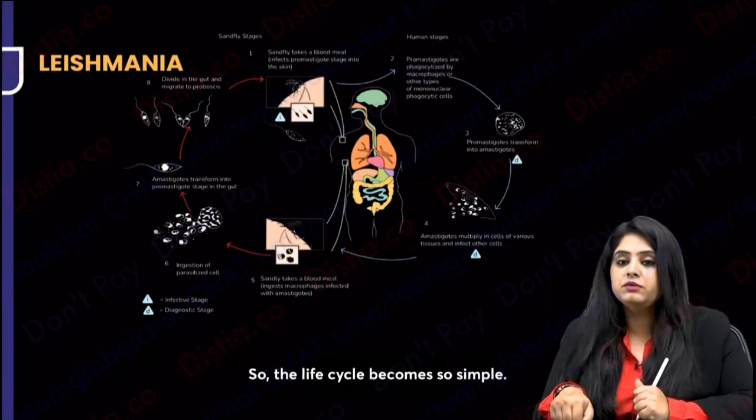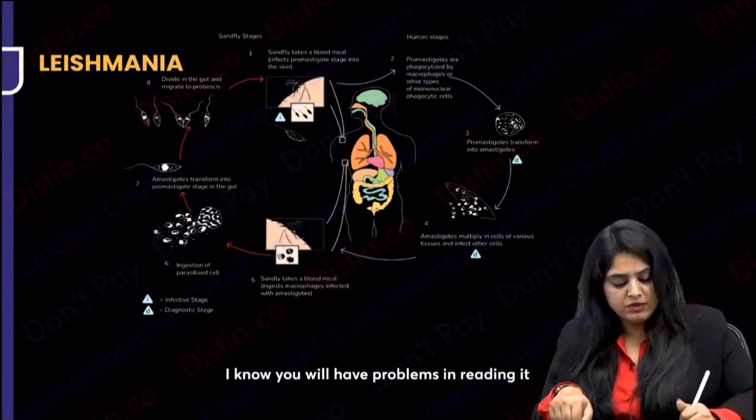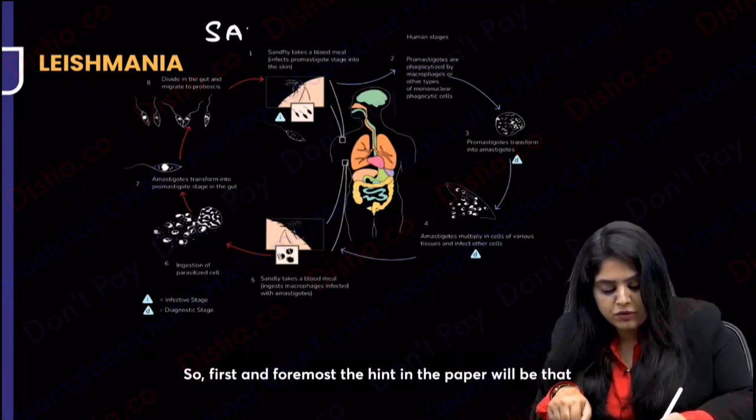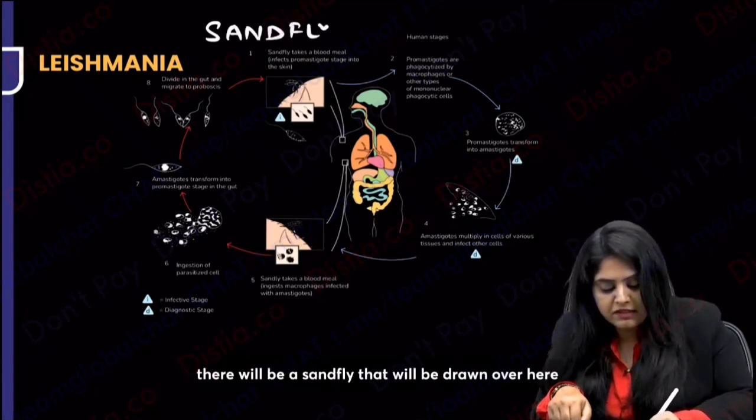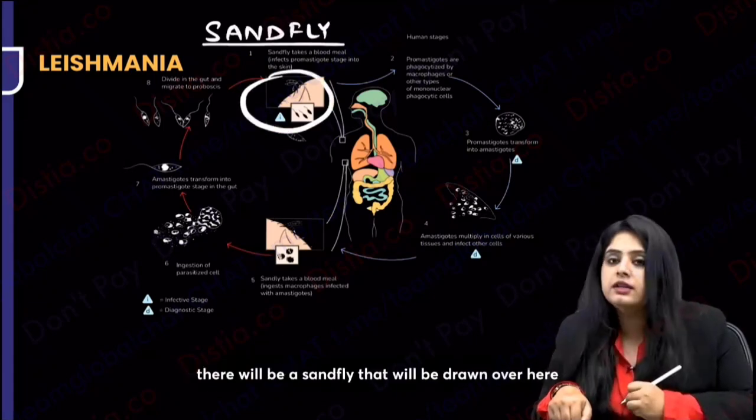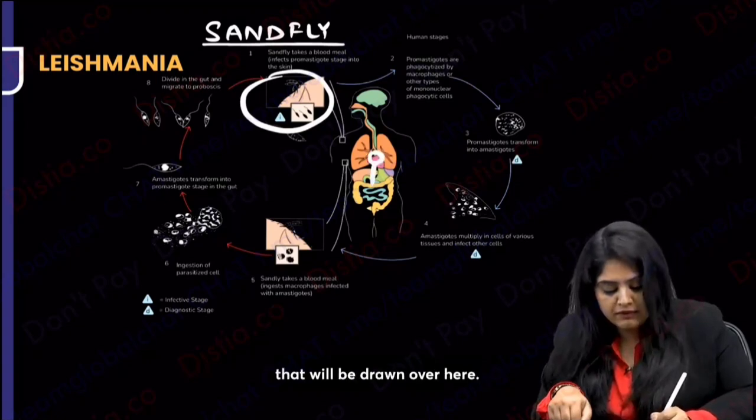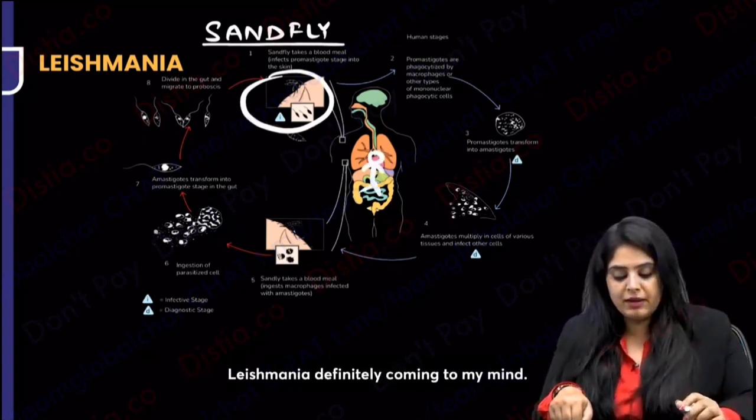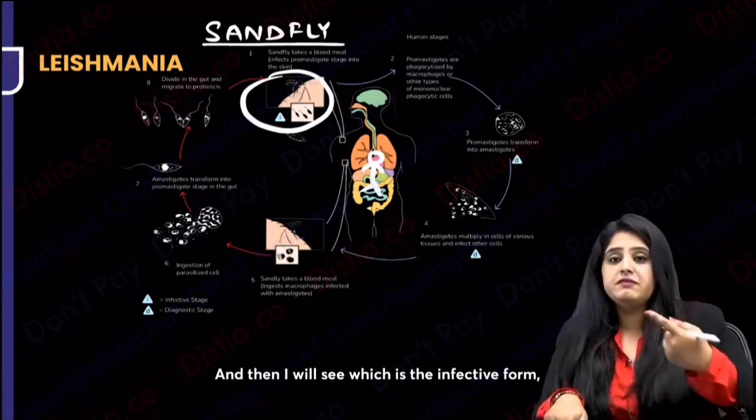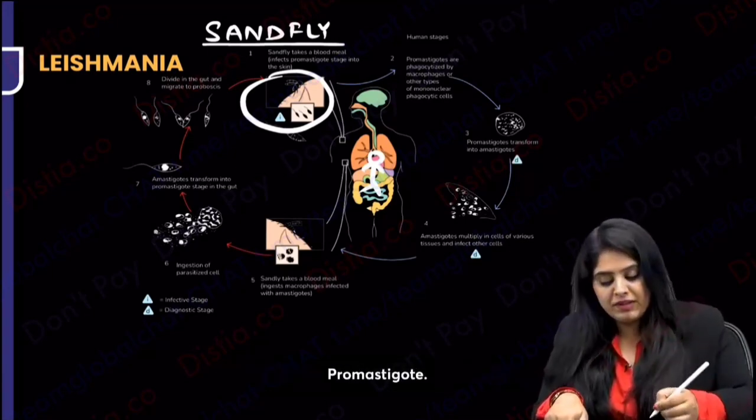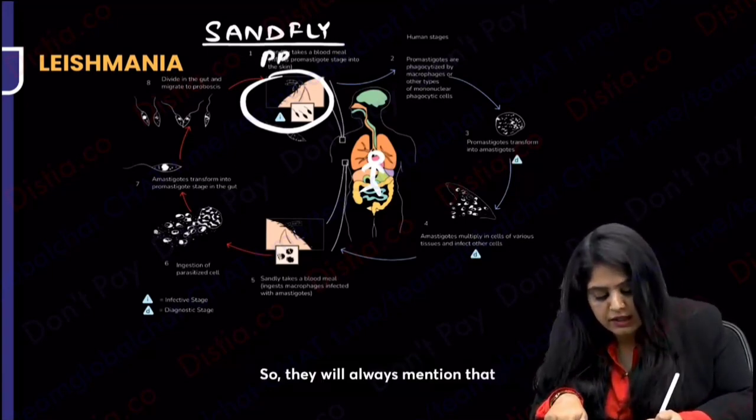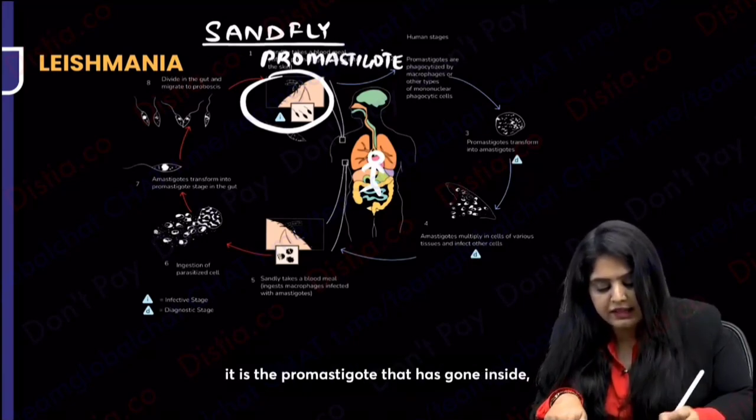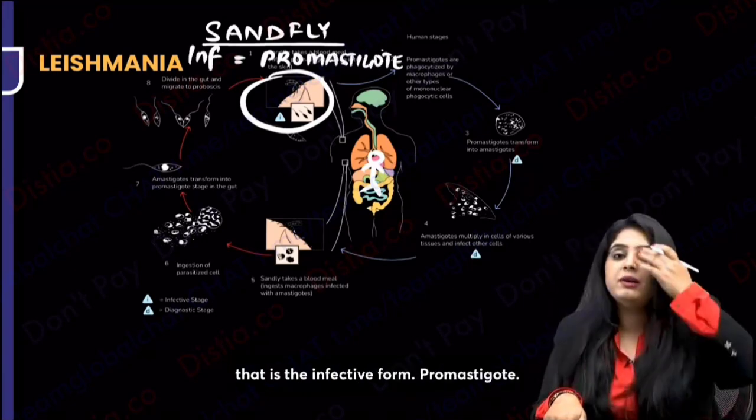So the life cycle becomes so simple. I know you will have problems in reading it, so I will quickly write it for you once again. First and foremost, the hint in the paper will be that there will be a sandfly drawn over here, and a human being drawn over here. So human being and sandfly, that means Leishmania is definitely coming to my mind. And then I will see which is the infective form, which will cause the disease: the promastigote. They will always mention that it is the promastigote that has gone inside, that is the infective form.